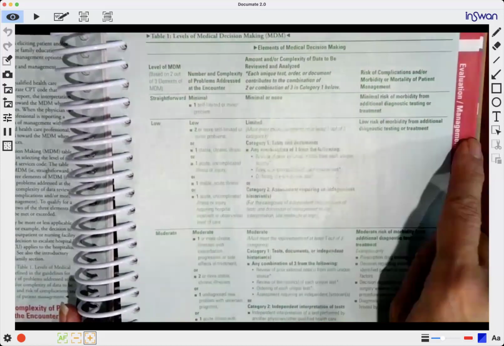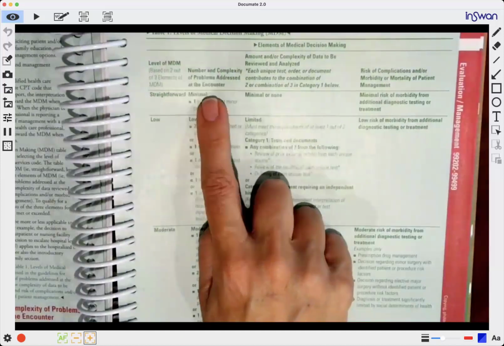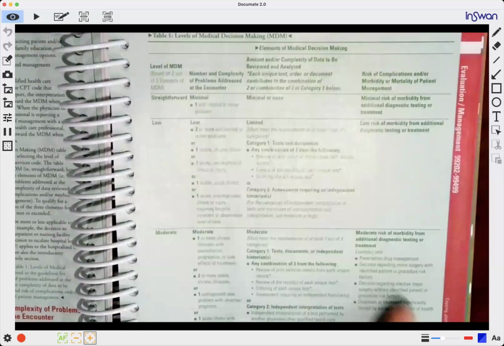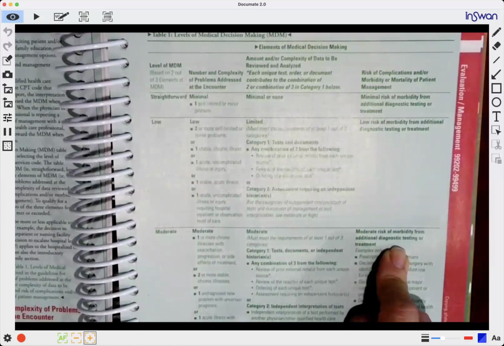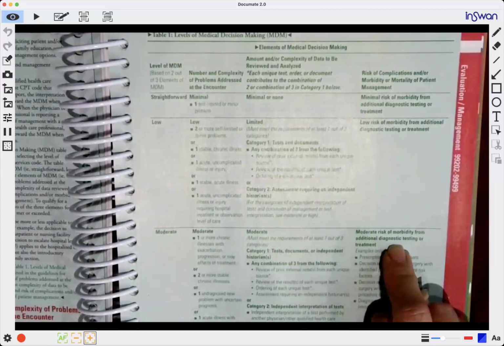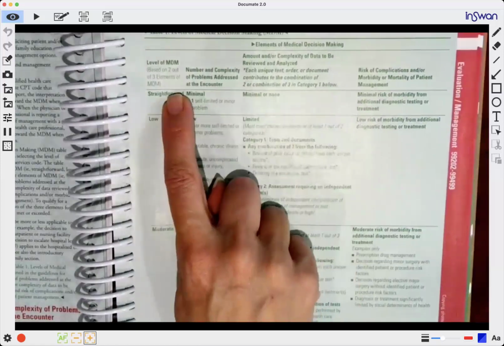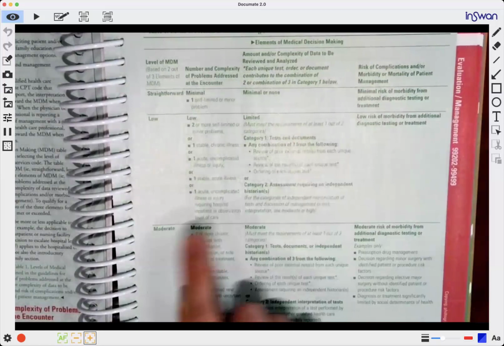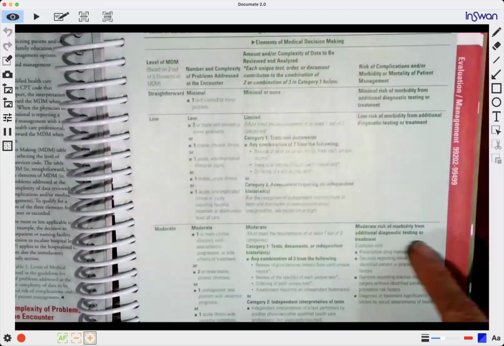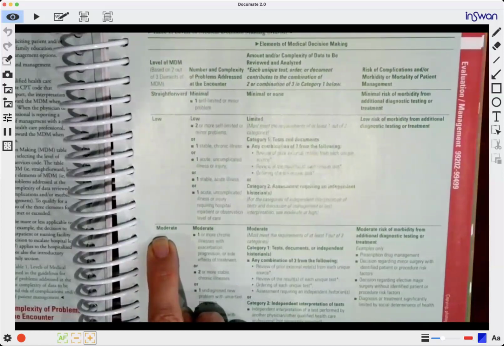So 2 out of 3, when we say 2 out of 3, what we mean by that is, let's say you had minimal here, and you had moderate down here. Even though moderate is higher, 2 out of 3 have to meet or exceed that same level. So since we have 2 up here, we would end up in straightforward. Now, likewise, if we had moderate and moderate, but a low risk, because 2 out of the 3 are in this row, then we're able to code it to a moderate level of medical decision making. So 2 out of 3.